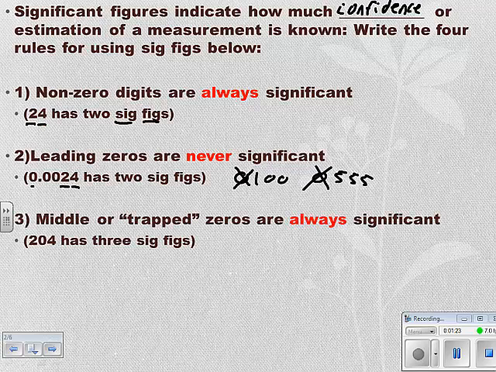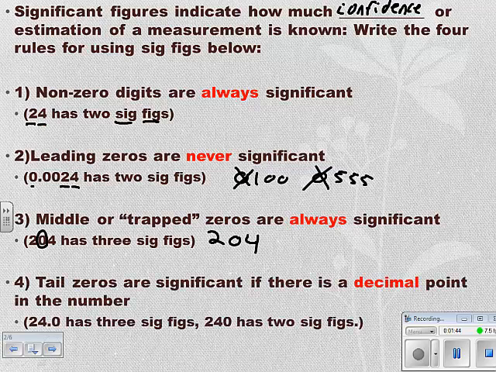The third rule, middle or trapped zeros are significant. They still hold value. So you take the number 204. This 0 right here still holds value. So 204 has 3 sig figs. If it's trapped in the middle, it counts. And the fourth one, trailing zeros are significant if and only if there is a decimal point. So 24.0 has 3 significant figures because of that decimal point right there. 240 only has 2 significant figures.